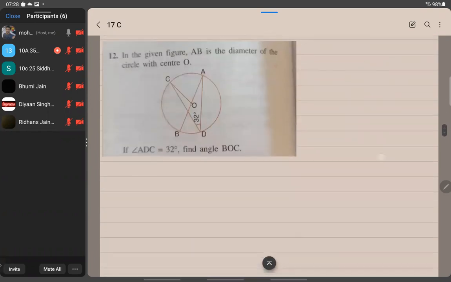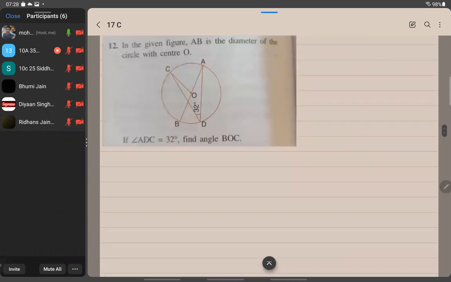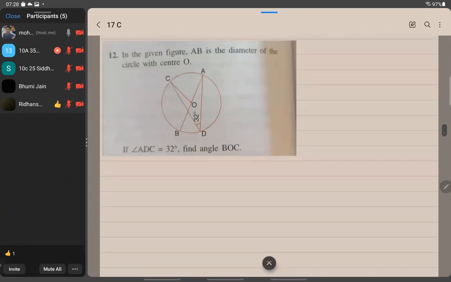We are on sum number 12. Hello, everyone. Is everyone there? Bhumi or John? Dian, you're there? Okay.